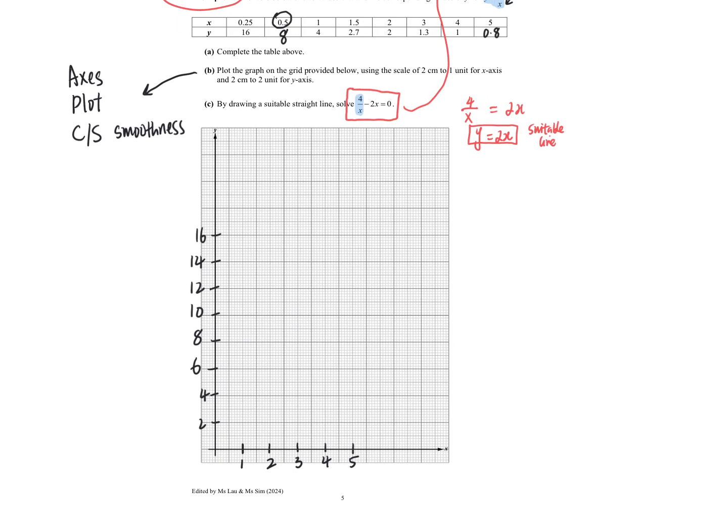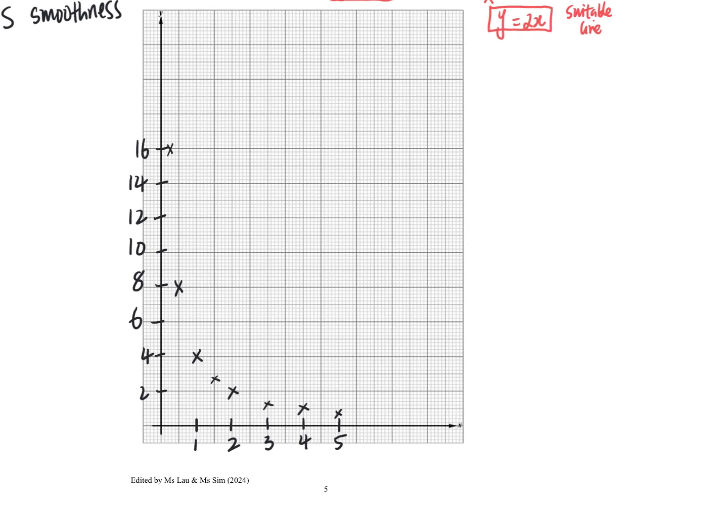Okay, so you plot out the points. 0.25 to 16. So probably here. 0.5 to 8. And then 1 to 4. 1.5 to 2.7. So here. And then we have 2 and 2, 3 and 1.3, 4 and 1, 5 and 0.8. So you plot it to the best of your ability and then pass your curve through the points.